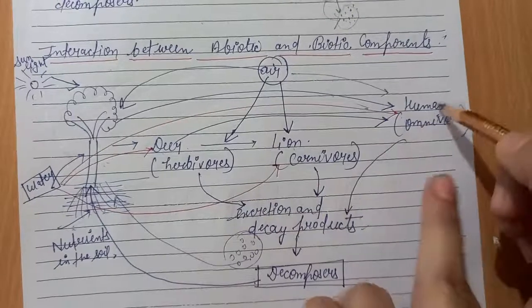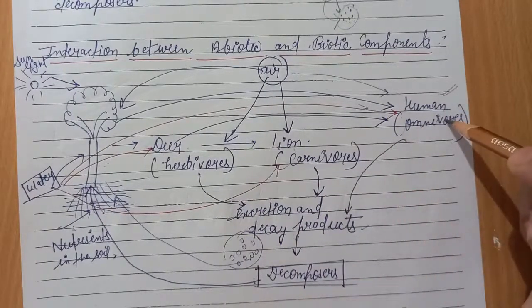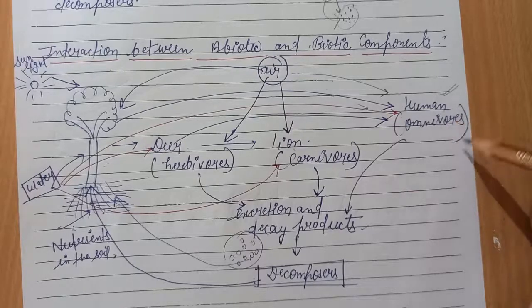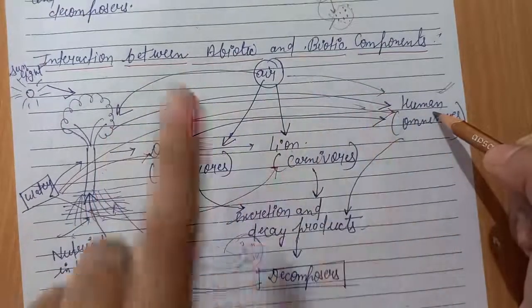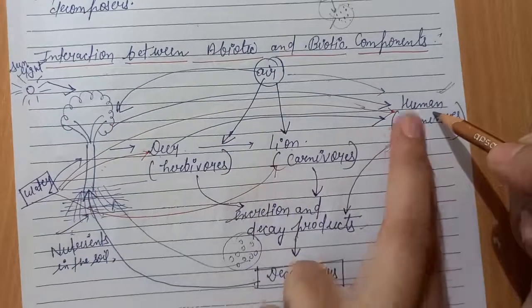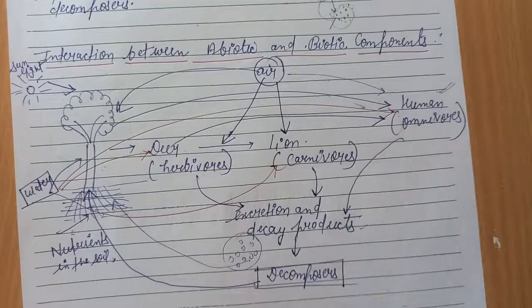Next, human is omnivorous because they eat both plant products and animal products, so they are called omnivorous. Humans are dependent on plants and on animals for their survival. So this is the interaction between biotic and abiotic.